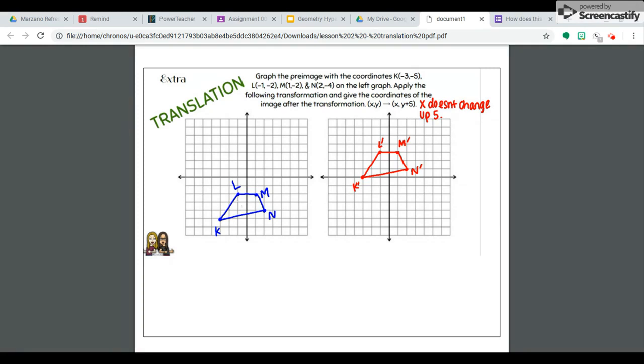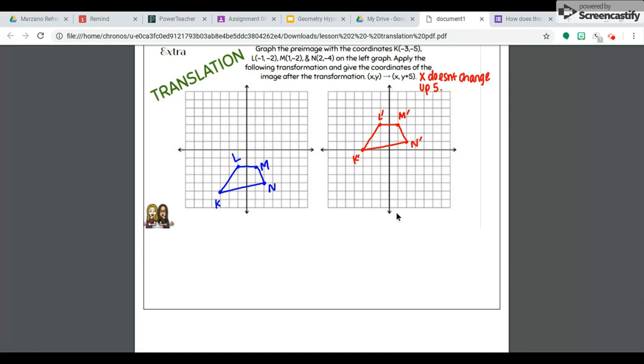So we're going to take our L and we're going to go up 1, 2, 3, 4, 5. That's where our L prime is going to be. We're going to take our M and we're going to go up 1, 2, 3, 4, 5. That's where our M prime is going to be. We're going to do that for each of our coordinates. This is what your translated image is going to look like.